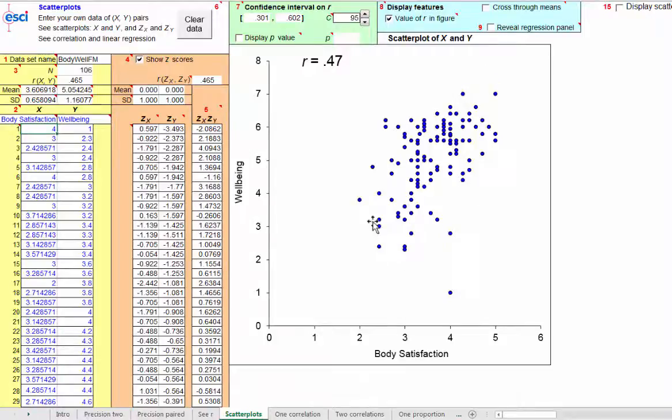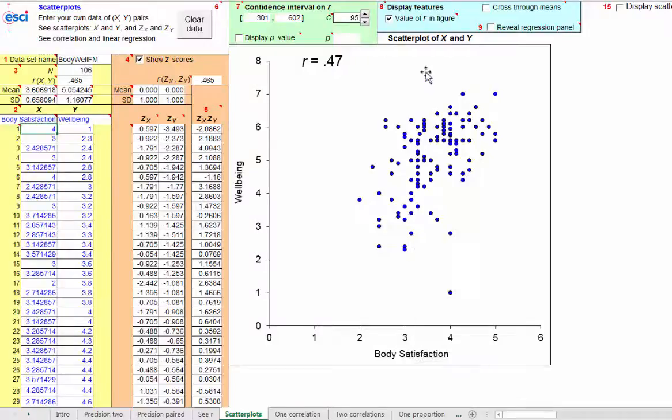Overall, there's a broadly positive correlation between the two variables. In fact, we measure R, Pearson R correlation at 0.47. R can range from +1 to -1, with 0 being no correlation at all. And here we've got moderate positive correlation. So in general, well-being scores and body satisfaction scores, high go together, low go together, but with lots of scatter.